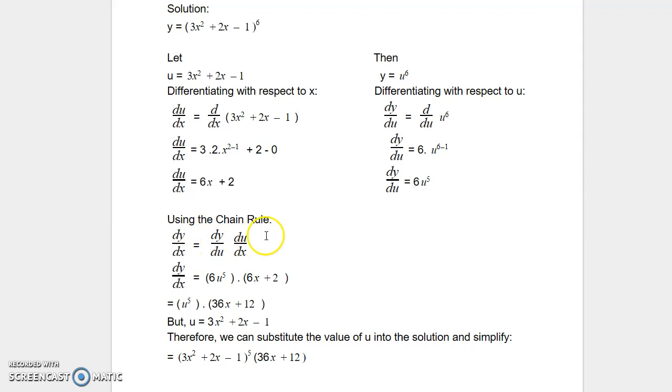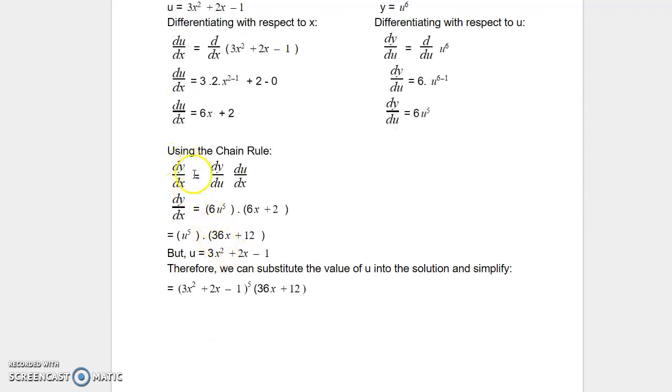We have the value of dy by du and we have the value of du by dx. So the chain rule is stating dy by dx is equal to dy by du times du by dx. The value of dy by du we have as 6 u to the power of 5. We have the value of du by dx as 6x plus 2.